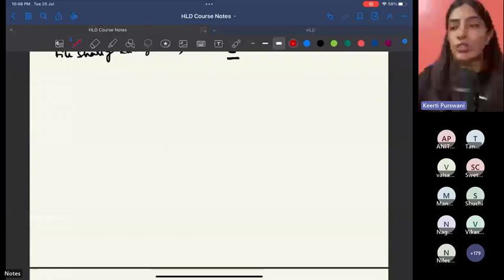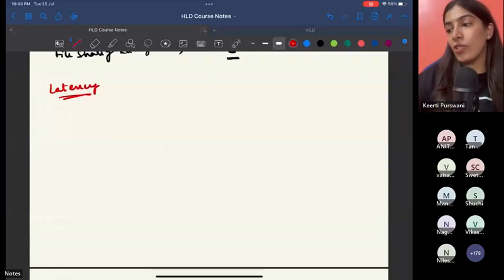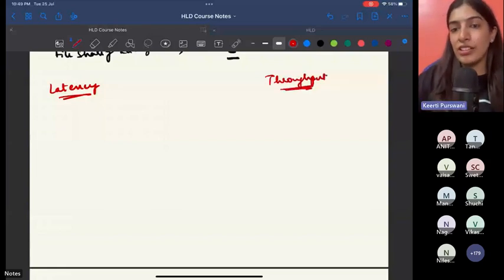Cool. So, can one of you quickly tell me what is latency and what is throughput? I'm just talking about jargons that you will hear a lot in system design. So I'll quickly cover them. What is latency? What is throughput?